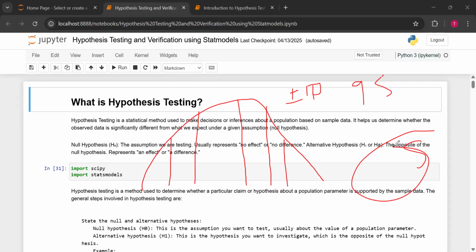The problem with hypothesis testing is that we have two types of errors, the type 1 error and the type 2 error. Those are concepts that we have discussed. Any question? Colleagues.